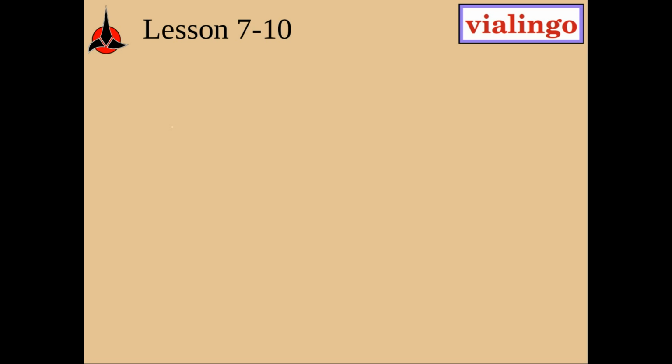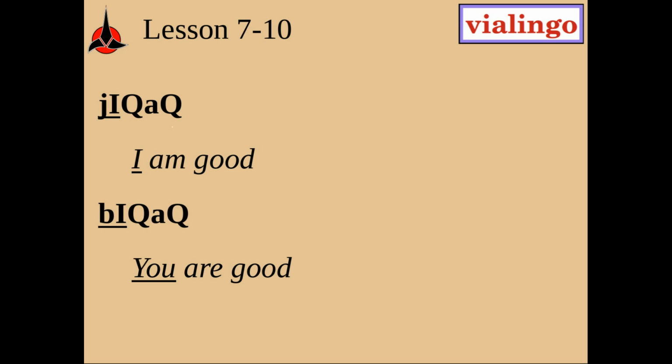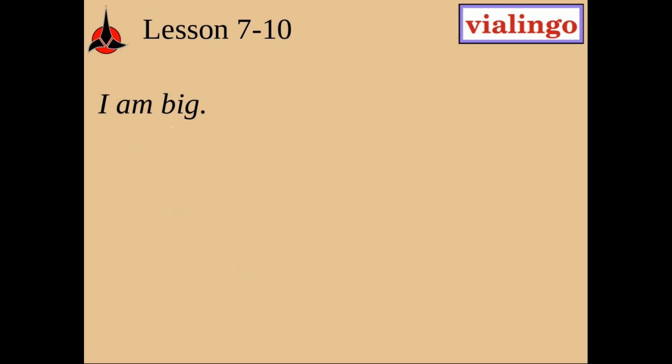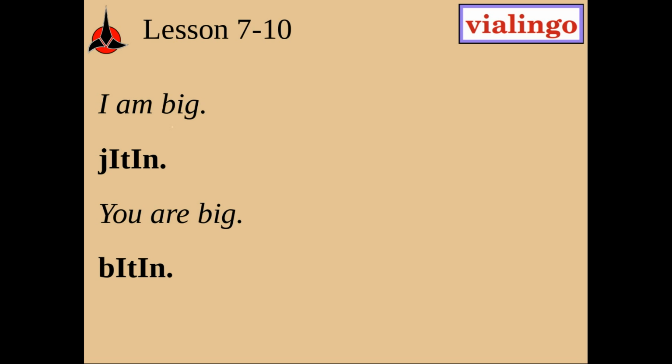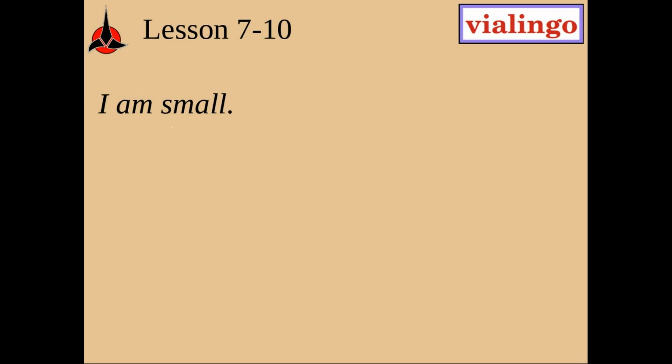If you want to say you are good, then you'll use a different prefix. I am good is jekak. You are good is bekak. So how do you say I am big? Jitin. You are big. Bitin. I am small. Jimach. You are small. Bimach.